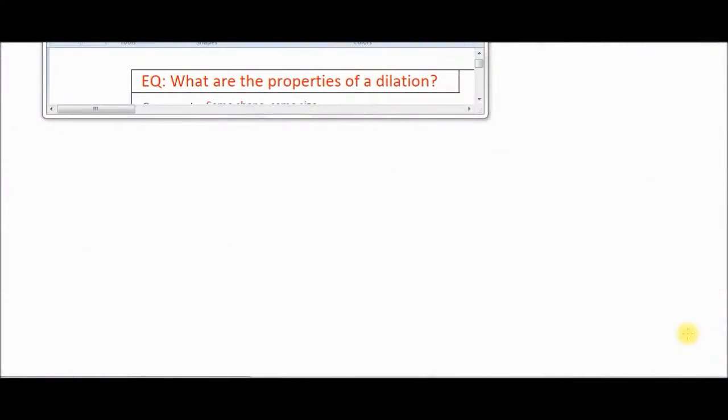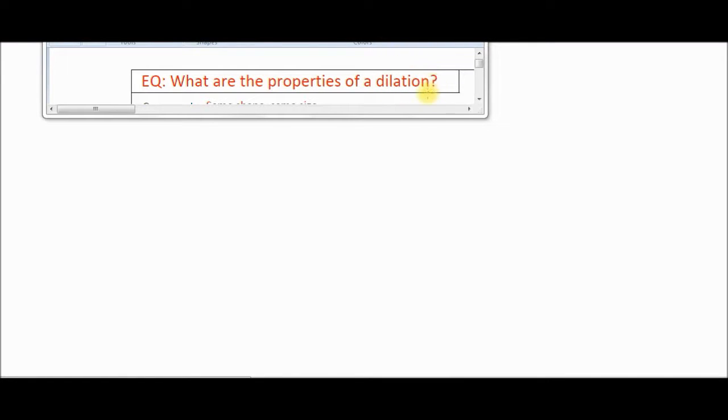This video will cover the top flap of section number 2 of your Unit 7 Similarity Flipbook. Top flap of section 2. The title of this flap is Dilation Properties. And the essential question here, if you fill this out, is what are the properties of a dilation?